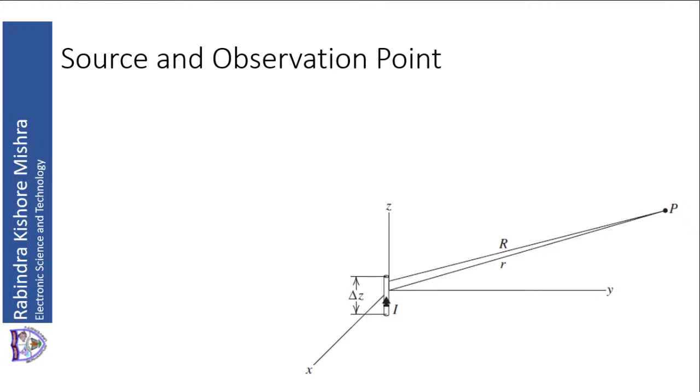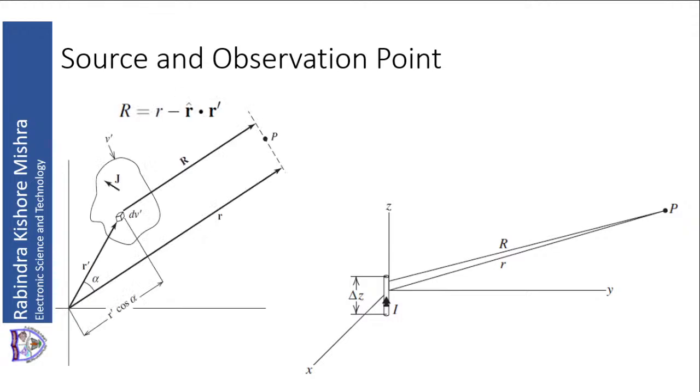Then the observation point is P, and the center of this current element is at the origin. The distance to the observation point from the origin is equal to small r. The distance to the observation point from any other point on the elemental length is capital R. So we see this. Now let us establish some relationship.